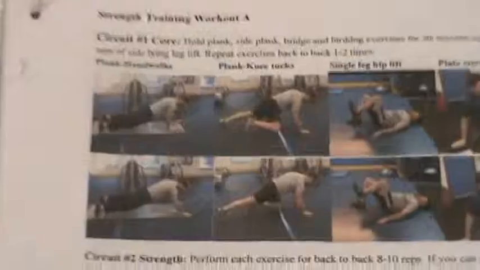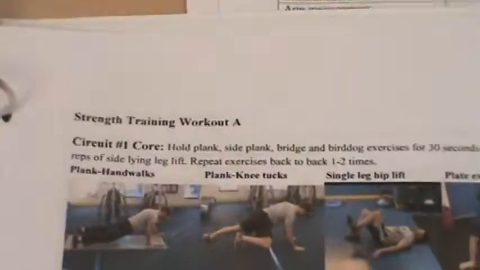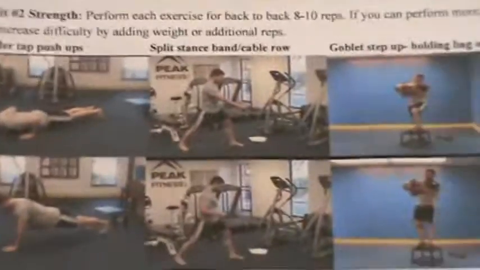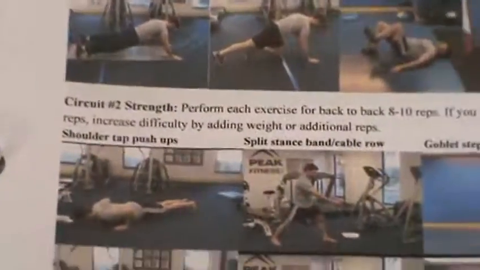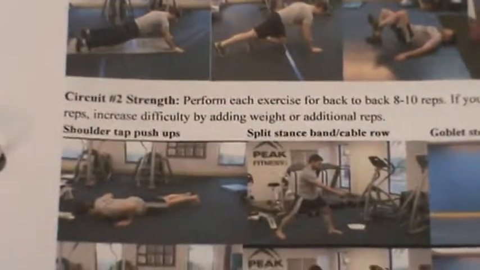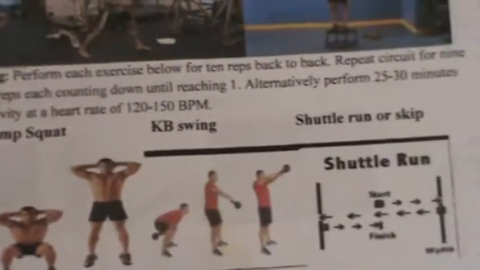Okay, we have a workout A here, which contains a core training routine. They're just going to perform these things as a circuit, as instructed here. Moving on to the next circuit, a strength circuit of 3 exercises. Again, they're going to perform these back to back as directed in step 2 of the program, or circuit 2. And then they have circuit 3, which is just some kind of conditioning activity.